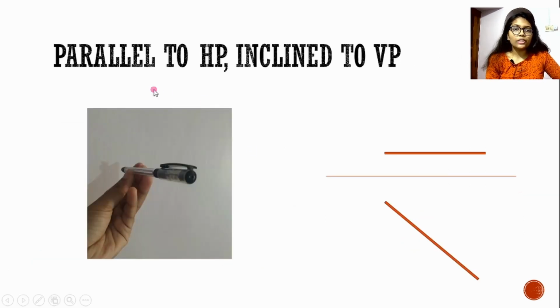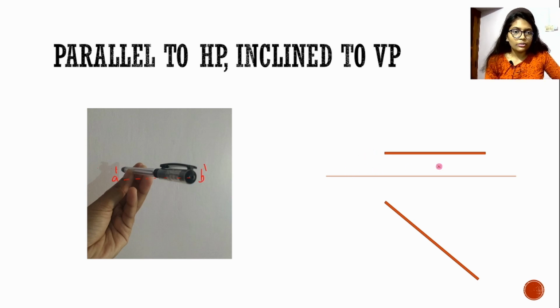Next is parallel to HP and inclined to VP. See the line or the pen, you can see when it is extended, it gets hit on the vertical plane or the wall. So what you see now on the screen is your front view. You can just see the apparent length of the pen. So here comes your A dash and here comes your B dash.